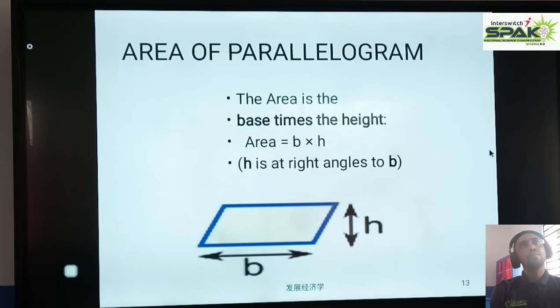And the area of a parallelogram is base times the height. So where the height is at right angle to the base. So the height is not the side length. So you must be able to differentiate between the side length and the height. The height is at right angle to the base. So when you are given the parallelogram, you must look for the height, then multiply it to the base to give the area of that parallelogram.